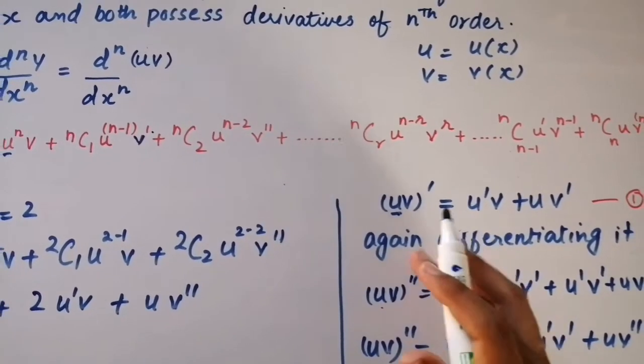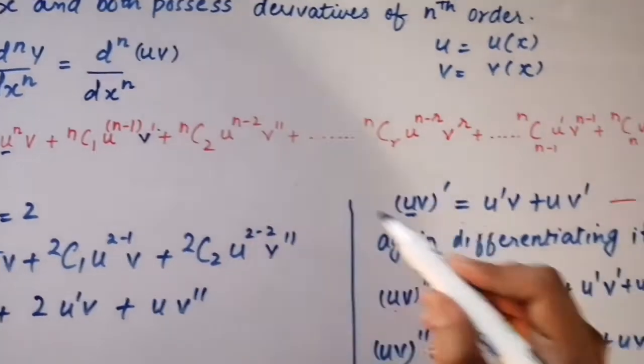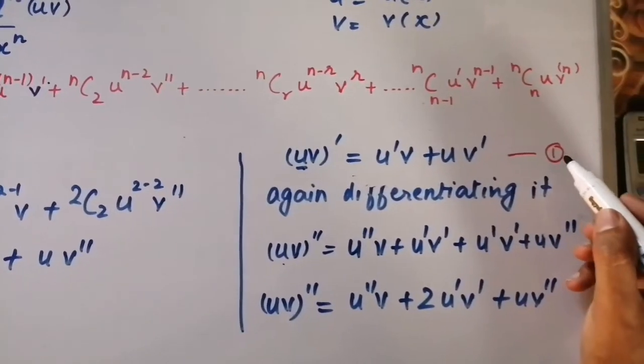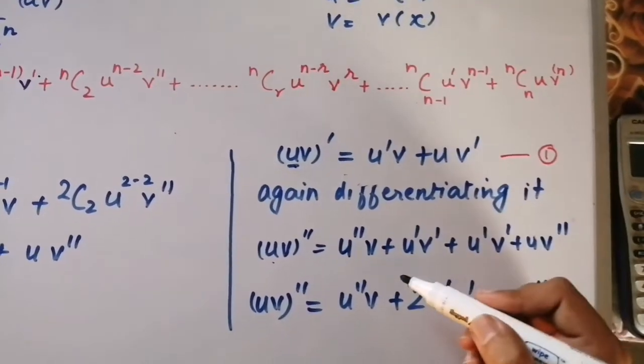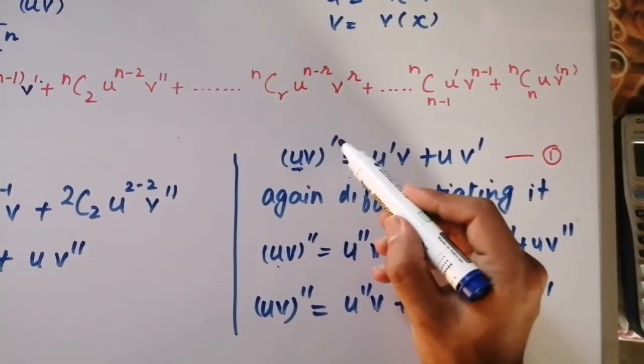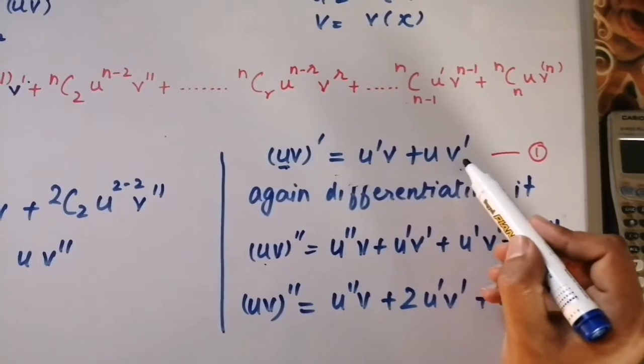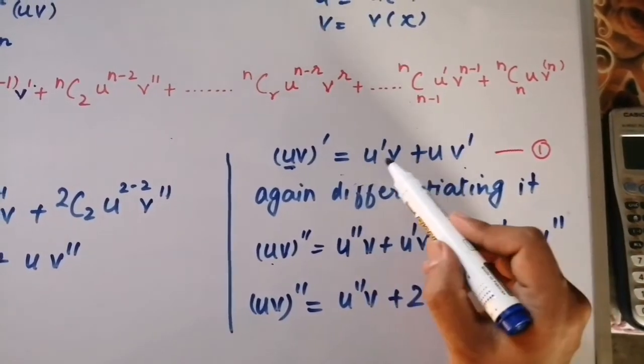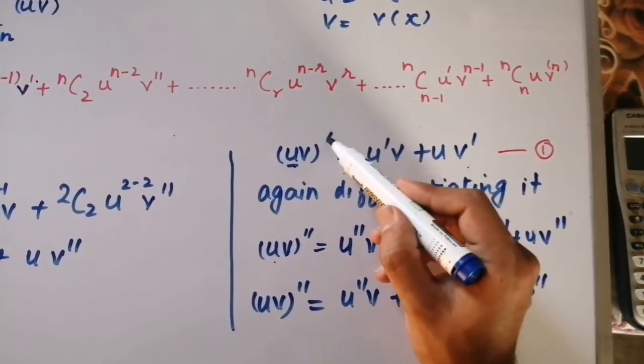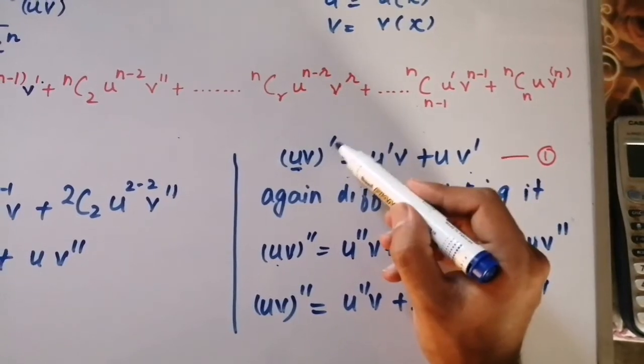In order to take the second derivative of it, we are going to differentiate this equation number 1 again. To get the second derivative, we differentiate the answer we obtained from the first derivative. So we are going to differentiate this again. Differentiating both sides, the single dash is basically converted into double dash.